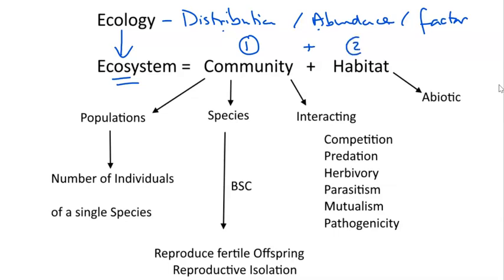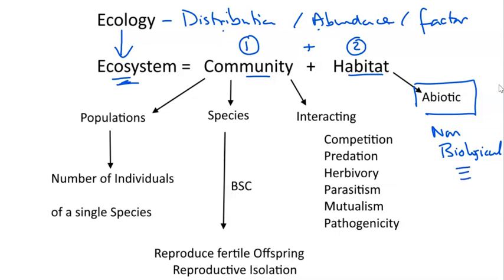So this is a useful way to start constructing models of locations that you might study in your ecology course. What kind of an ecosystem are you looking at? What are the members of the community, and what is the habitat? The habitat is described by the abiotic, non-biological factors. So we'll leave that at that point and focus our attention on the community structure.